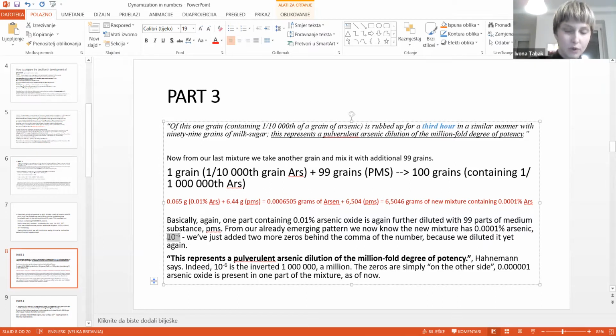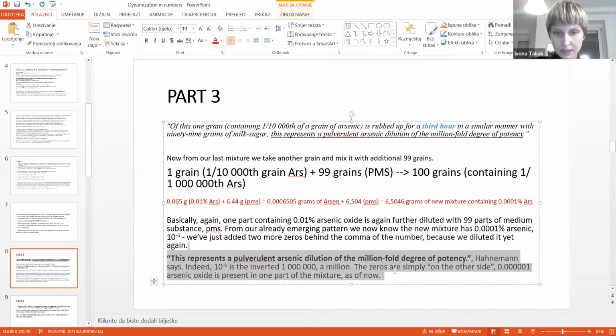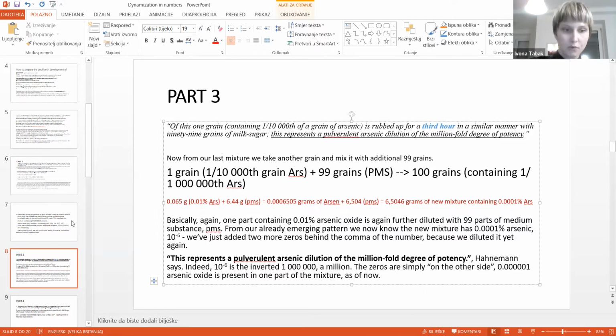When we put this in exponents, we have 10 to the -6th potency. And this is another way of saying a 1,000,000-fold degree of potency. And this is the term Hahnemann uses. So it makes sense, I think. I've denoted this here. So now in the third part, we have a 1,000,000-fold degree of potency, Hahnemann says.